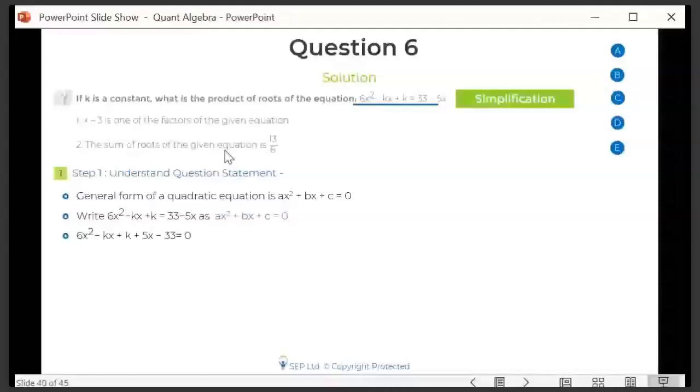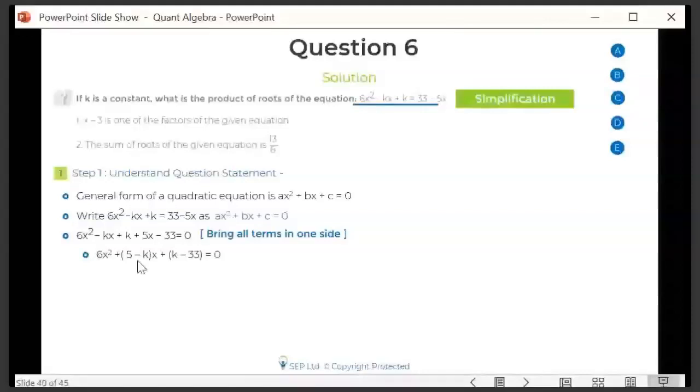Now, after doing this, you should start comparing. Like you need ax squared, so you already have 6x squared. Now you need bx, so you take the x terms, minus kx plus 5x. These are the two terms with an x, so you take x common and write it as 5 minus k. Now you need a c.